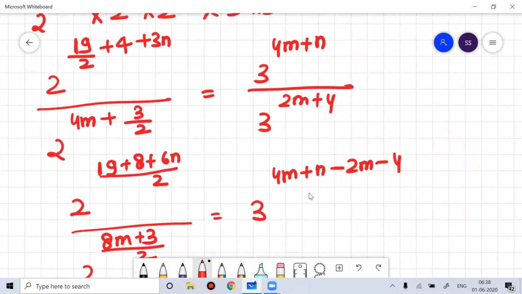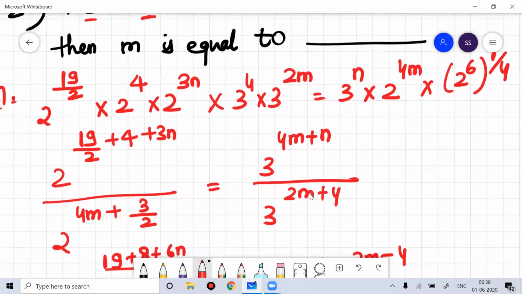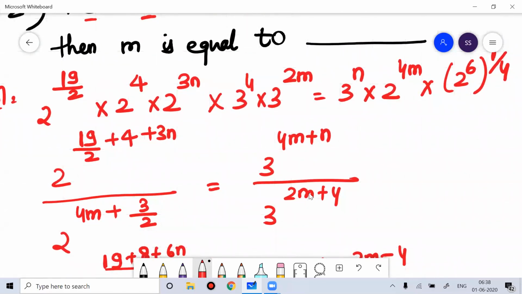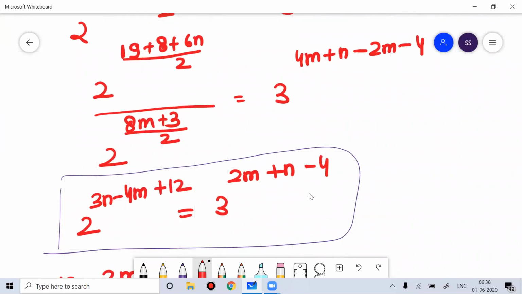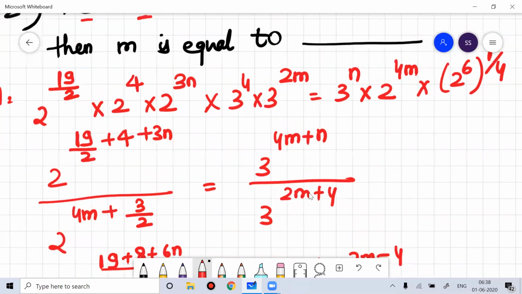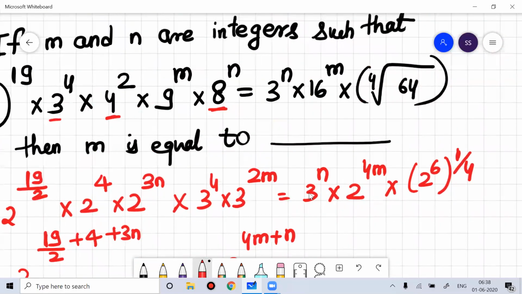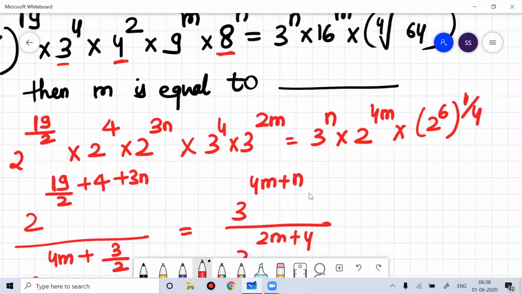This is 2m plus n. So this is 2 to the power 19. One minute, let me just confirm this. No, so 2 to the power 3n minus 4n plus 12. So this is 3 to the power n.